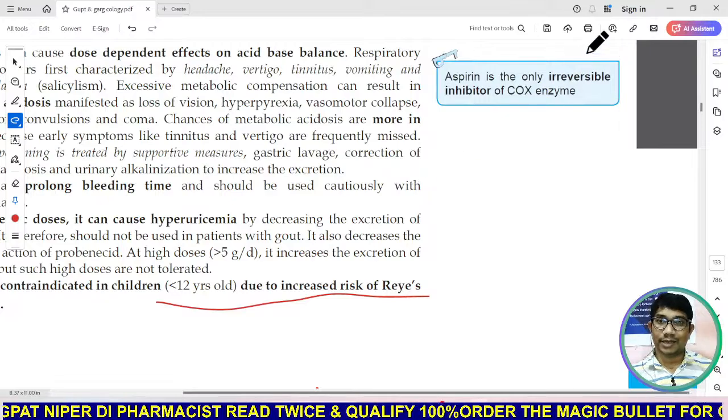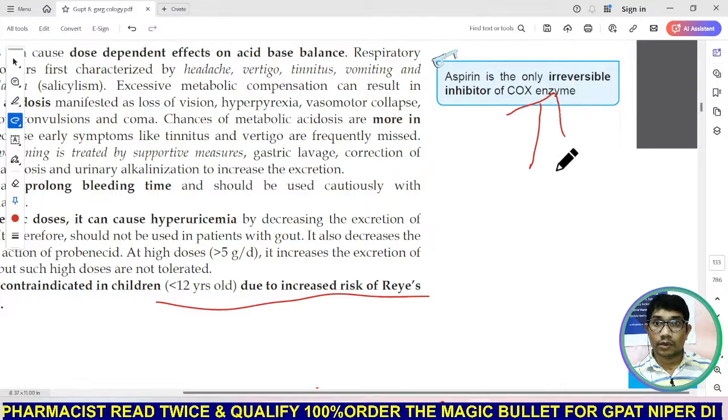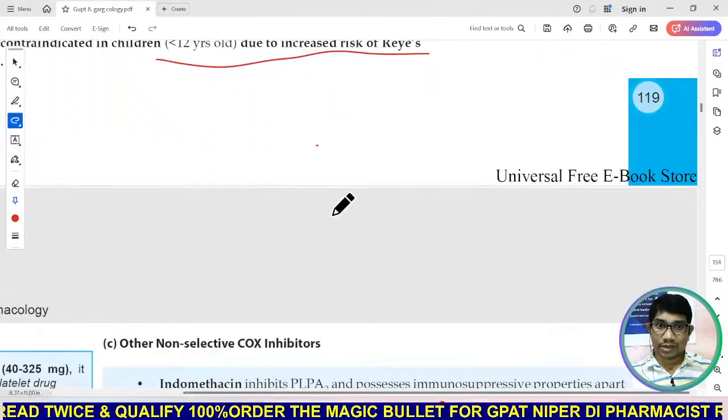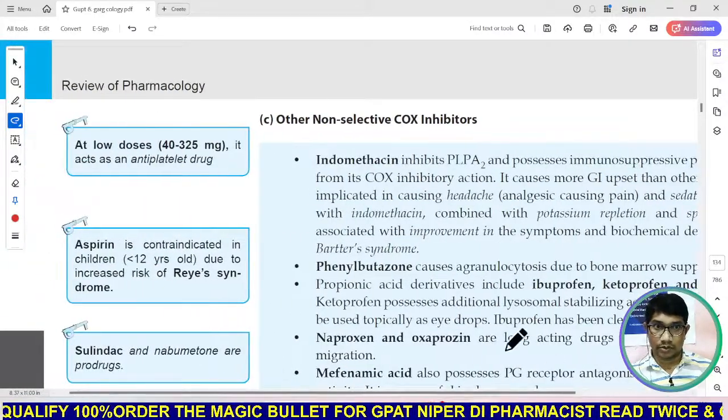एस्पिरिन क्या करता है? It is an irreversible inhibitor of COX. याद रखना है, क्वेश्चन ऑलरेडी आ चुका. Irreversible inhibitor of COX, ये कवर हो चुका है, but some points are remaining, so that's why I have it here.